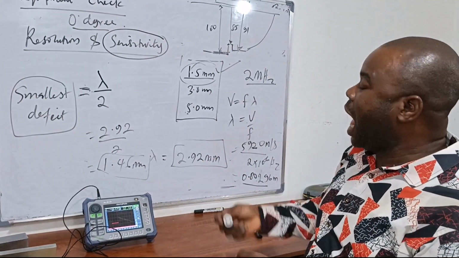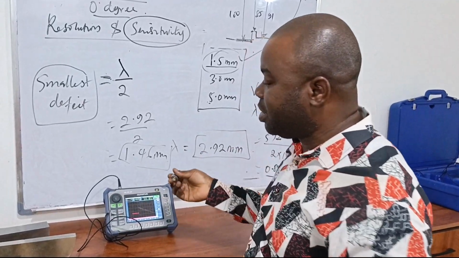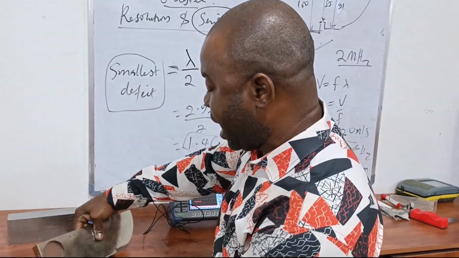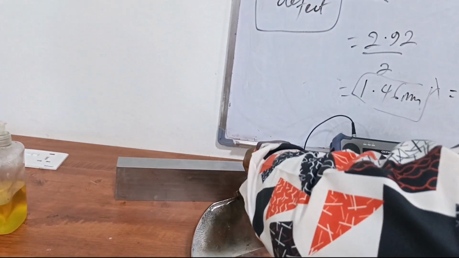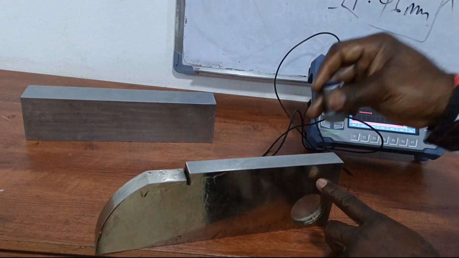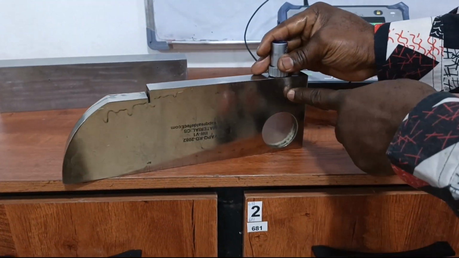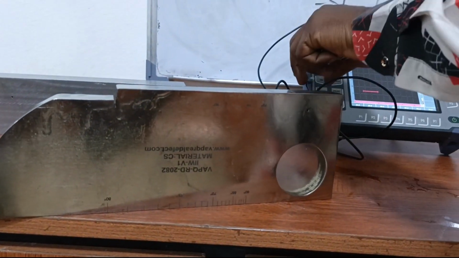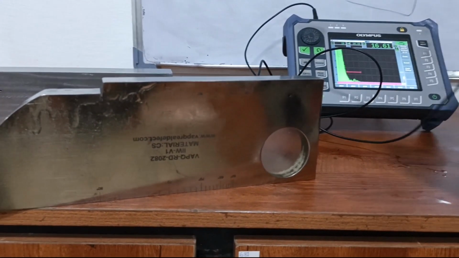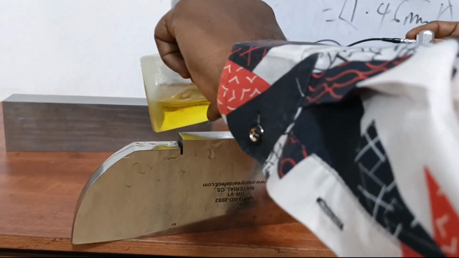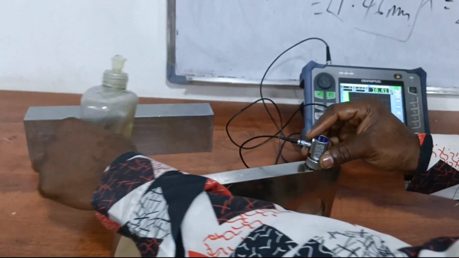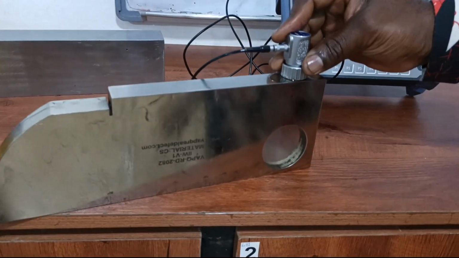So basically, how do you check sensitivity? If I have my side hole, this is my side hole, and I put the probe. If I'm able to catch this hole that is here, it means that my probe sensitivity is okay.